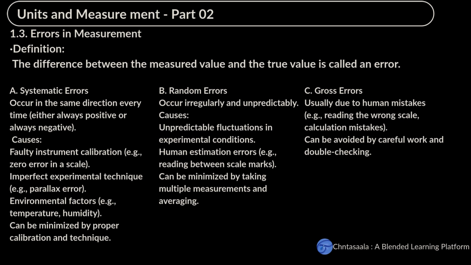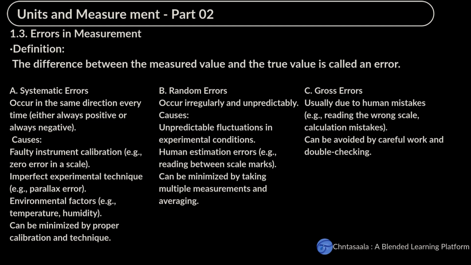Next point we are going to discuss is errors in measurement. What are errors? The difference between the measured value and the true value is called an error. There are basically three types of errors. A. Systematic errors. Occur in the same direction every time, either always positive or always negative. Causes: faulty instrument calibration, for example, zero error in a scale. Imperfect experimental technique, for example, parallax error. Environmental factors, for example, temperature, humidity. Can be minimized by proper calibration and technique.